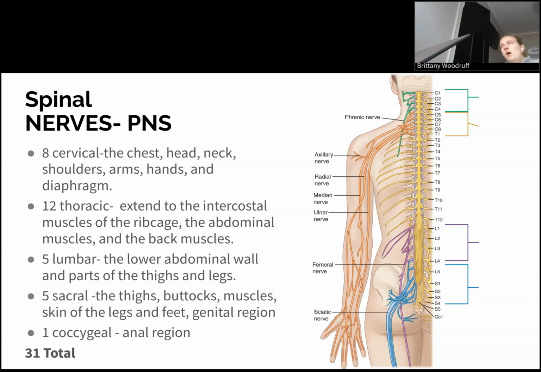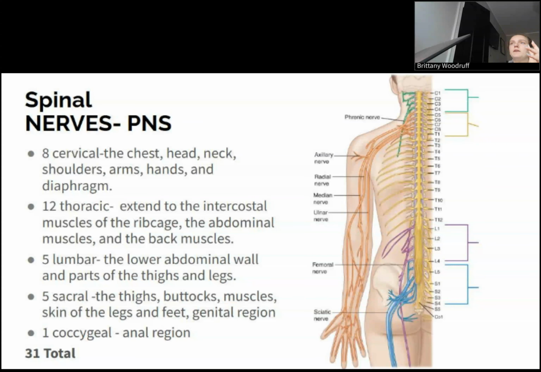Now it's important to note, once you leave the spinal cord, these are called spinal nerves. The spinal nerves are part of your peripheral nervous system, because we are outside of the brain and outside of the spinal cord. You have 8 cervical, 12 thoracic, 5 lumbar, and 5 sacral. For the most part, these go along with the same number of vertebrae that we already had. But it depends on the way that the spinal column is built.